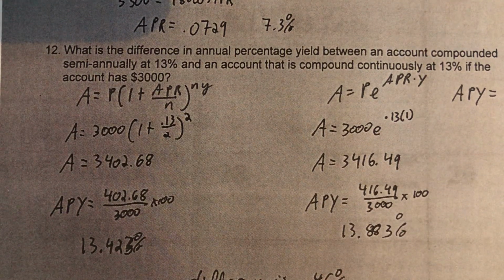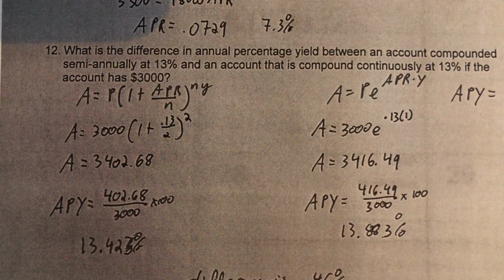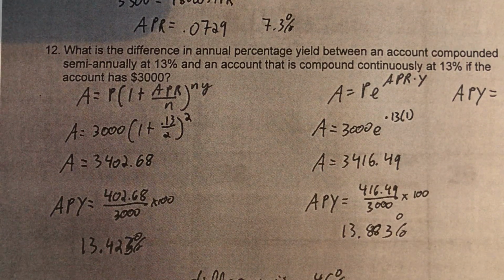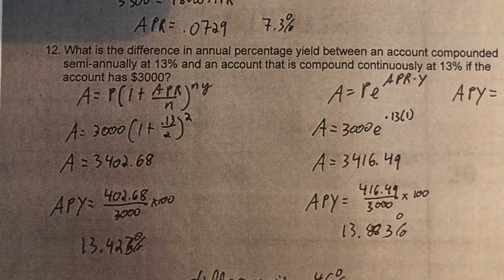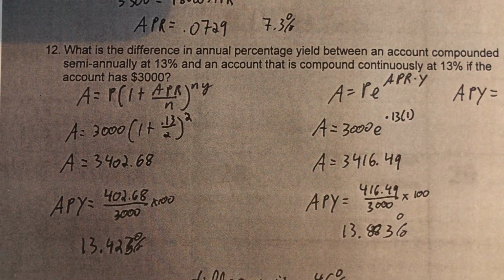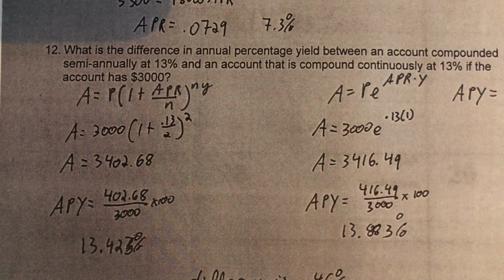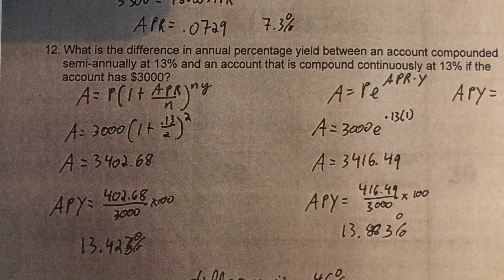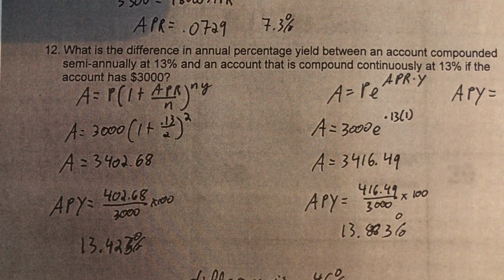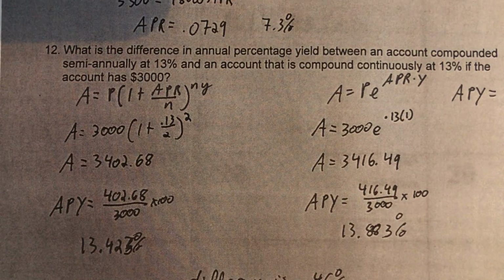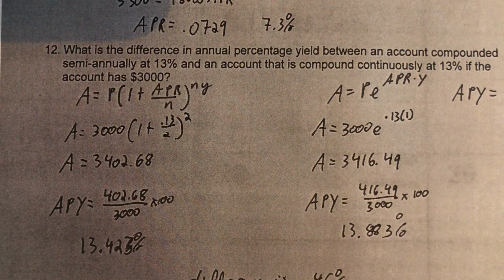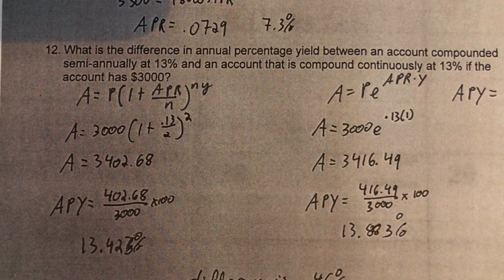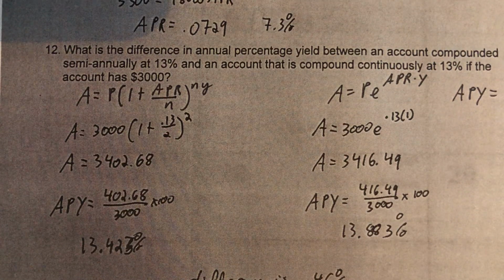All right, we're going to compare that to the continuous. So continuous means e. So 3,000 times e raised to the 0.13 times 1 year means we have $3,416.49. Okay, once again, the more often it's compounded, the more interest you will earn. So we had an increase of $416.49. Divide that by 3,000 times 100. And the APY, the annual percentage yield, is 13.883%. That's a difference of 0.46. So you get almost 0.5% more yield per year if you get continuous versus semi-annual.